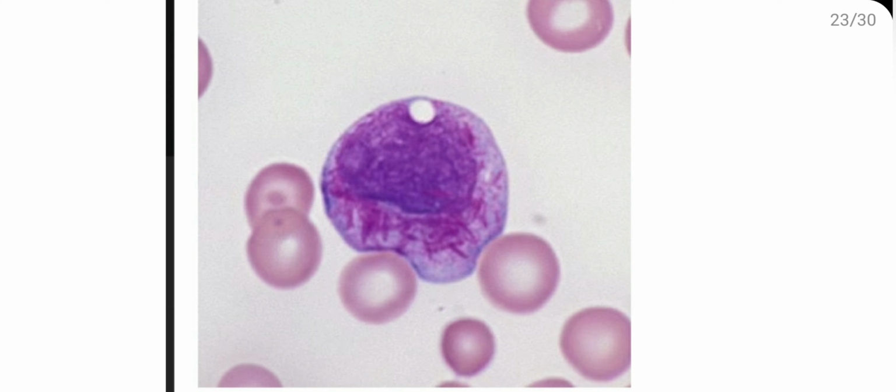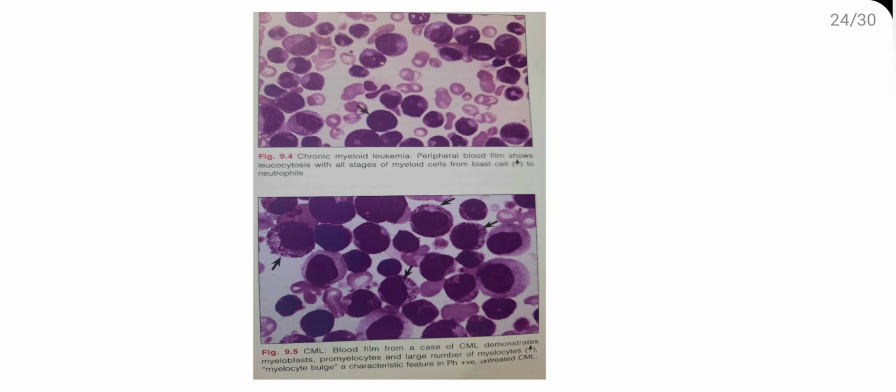Similarly, I told you about the faggot cell. This is that faggot cell. All Auer rods are in a bundle. CML is easy to identify.